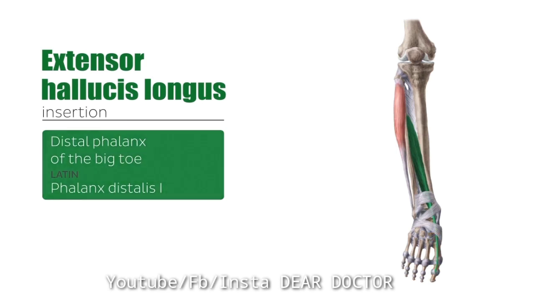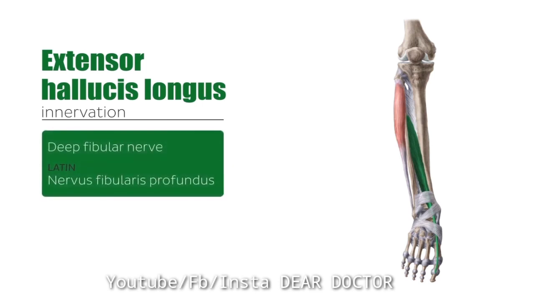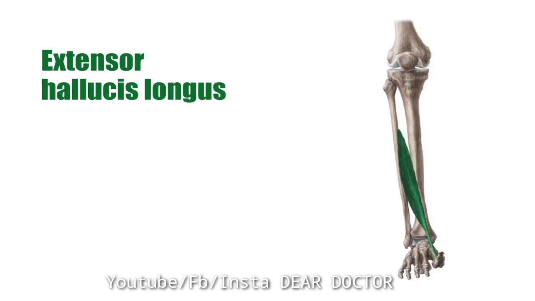Next stop is going to be the innervation of this muscle. And in terms of innervation, just like the other extensors of the leg, the extensor hallucis longus muscle is also innervated by the deep fibular nerve. And we're going to move on to the different functions of the extensor hallucis longus.